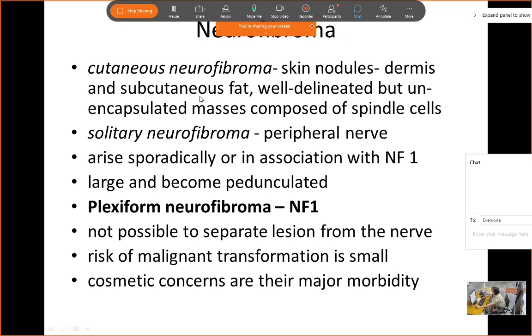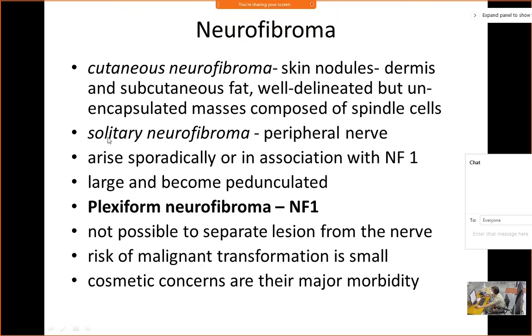Now neurofibroma can be solitary. It can look exactly like a schwannoma, but it can also be multiple tiny lesions all over the skin. These are cutaneous neurofibromas. They may arise sporadically or may be associated with NF1. They may be large, they may become pedunculated, they can be plexiform. I'll show you a picture, you'll understand.